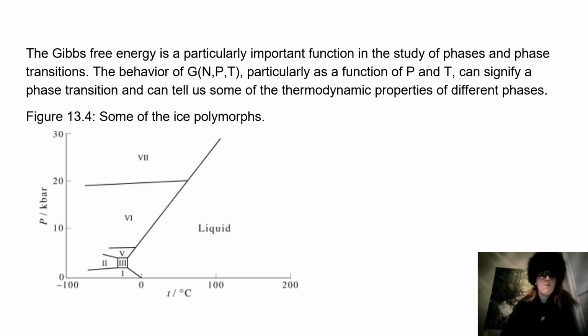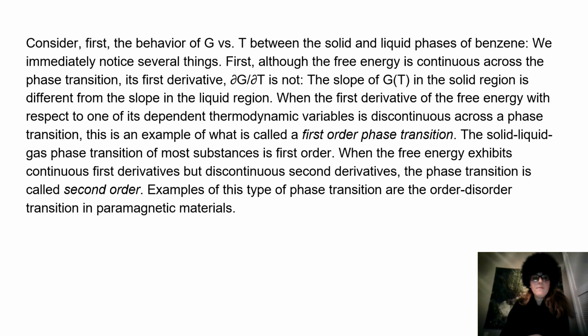Figure 13.4, some of the ice polymorphs. Consider first the behavior of G versus T between the solid and liquid phases of benzene. We immediately notice several things. First, although the free energy is continuous across the phase transition, its first derivative, partial derivative G over partial derivative T, is not. The slope of G versus T in the solid region is different from the slope in the liquid region.